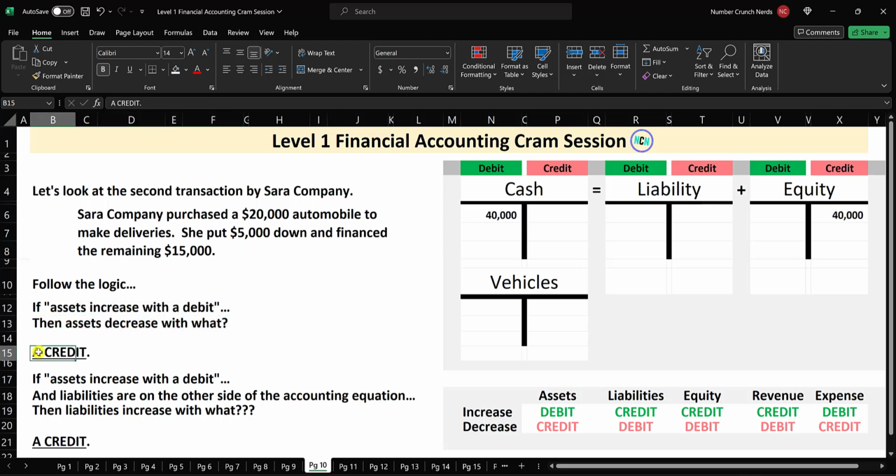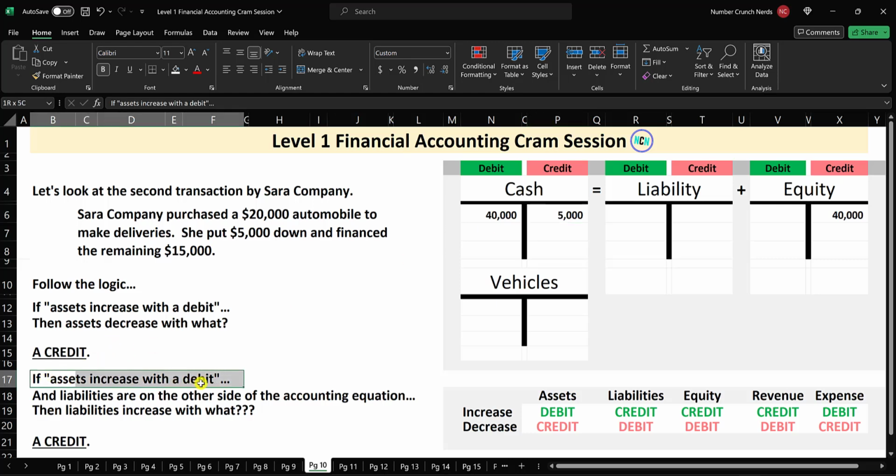A credit. So if assets decrease with a credit and she put $5,000 down, meaning she put $5,000 down in cash, then cash will go down by $5,000. Cash goes down with a credit. Assets increase with a debit, assets decrease with a credit.